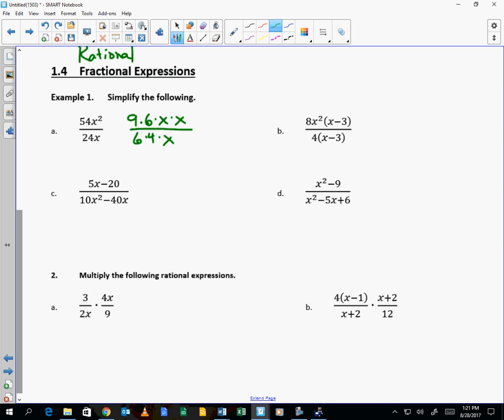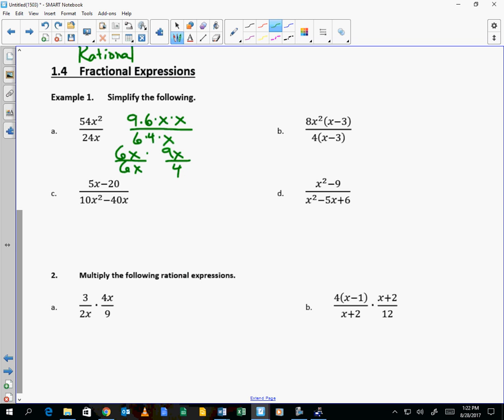Okay, so I've written it in a factored form, and then I'm going to use what's called the commutative property of multiplication. Okay, what does commutative mean? You move them around. So I commute each day from Owatonna, which means I drive back and forth from Owatonna. Okay, so I commute. Well, these terms can commute because it's multiplication. So I'm going to write this as a 6x times a 9x over a 6x times a 4.